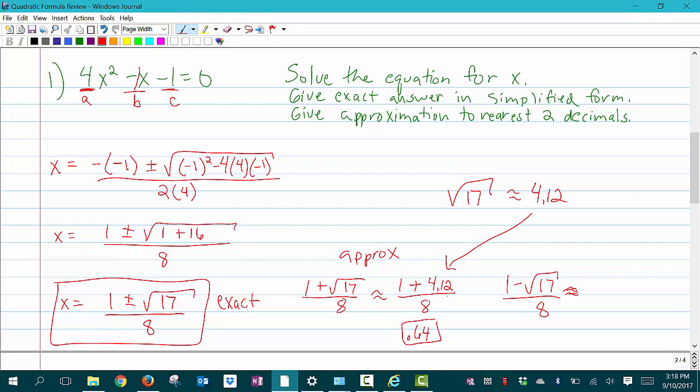My second answer is 1 minus the square root of 17, so that would be 1 minus 4.12, and I will also divide that by 8. When I do 1 minus 4.12 and then divide by 8 in my calculator, the value that I get is negative 0.39.